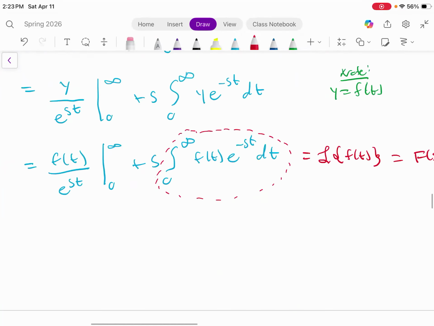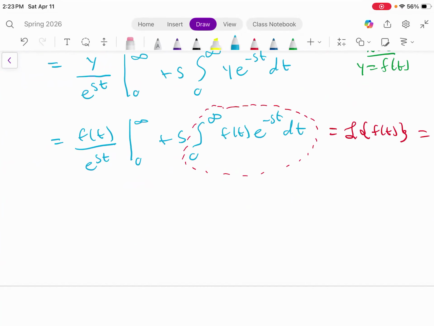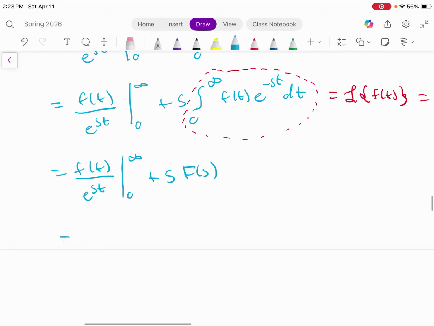So let's write that down. So this is just f of t over e to the st going from 0 to infinity plus s times F of s. Okay, great. That's one less integral calculation to worry about. So let's go ahead and keep going. Gonna plug in our bounds.